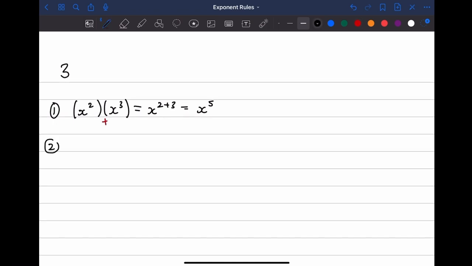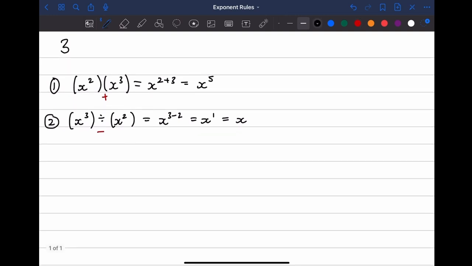For division, you could probably already guess this, but if it was x cubed, all divided by x squared, this would be x to the power of 3 minus 2, which is equal to x to the power of 1, or just x. So if it's division, we have to subtract the exponents.